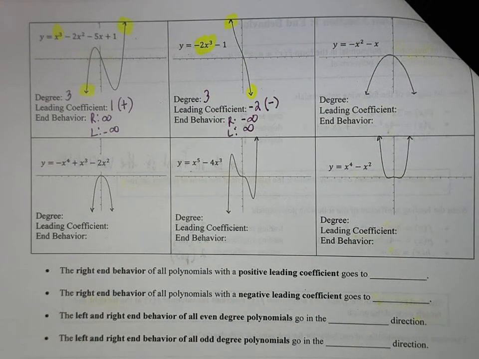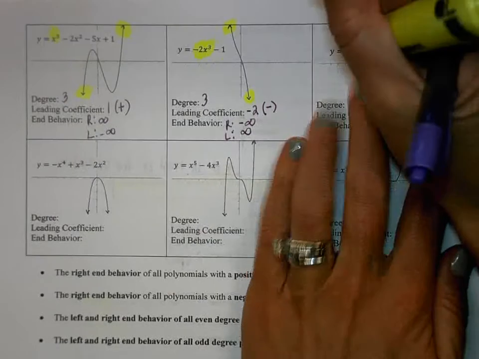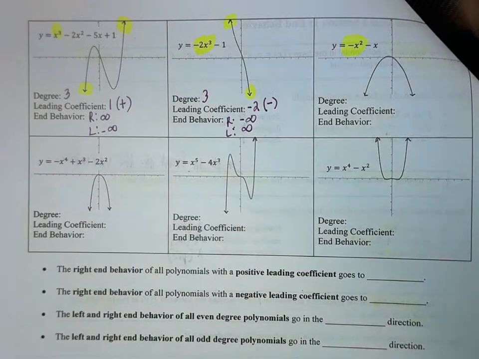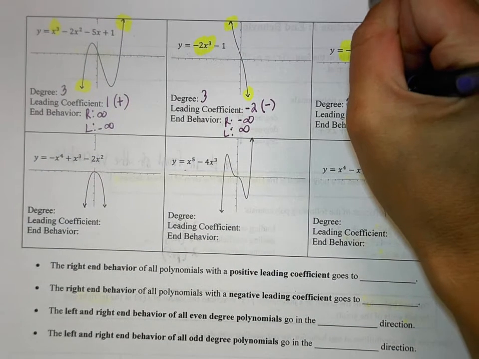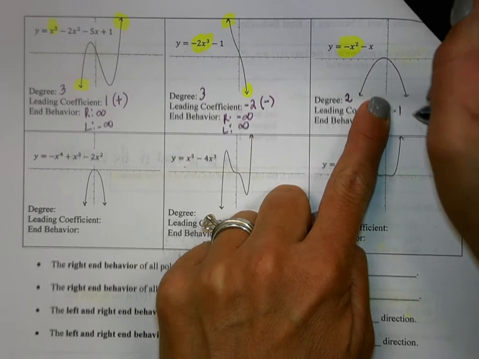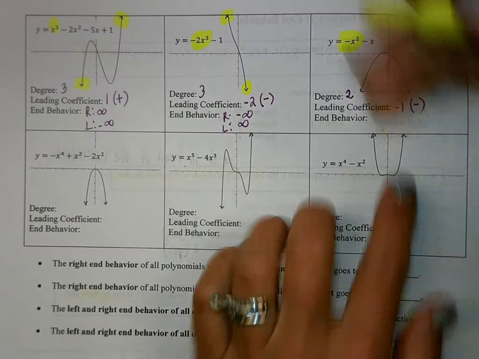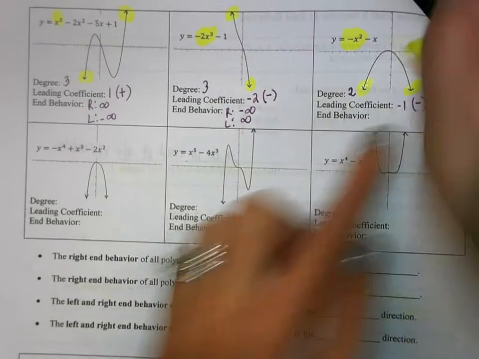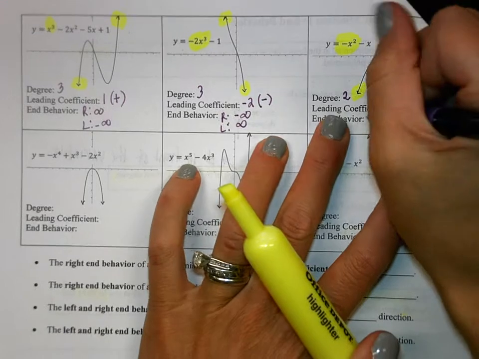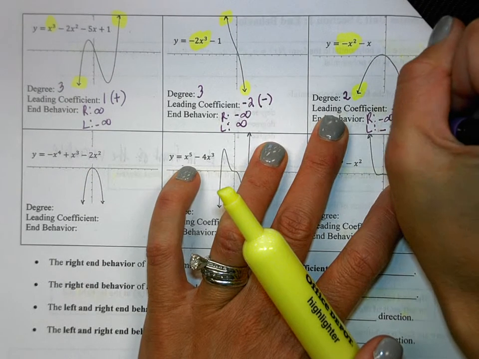Is anybody confused where any of this information is coming from? Okay. We're going to do this next one together. Okay, so looking here, what is my degree? 2. What is my leading coefficient? Negative 1. And again, specifically, we're going to put that that's negative. And then my end behavior on the right side is going where? Right side is negative infinity, and left side is negative infinity.